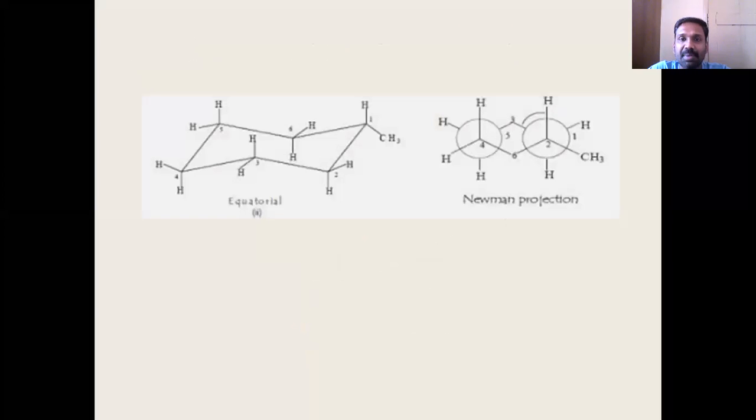Okay, so this is about the projections, Newman's and Sawhorse projection. So till now, how many projections have we learnt? Till now, how many projections have we learnt?